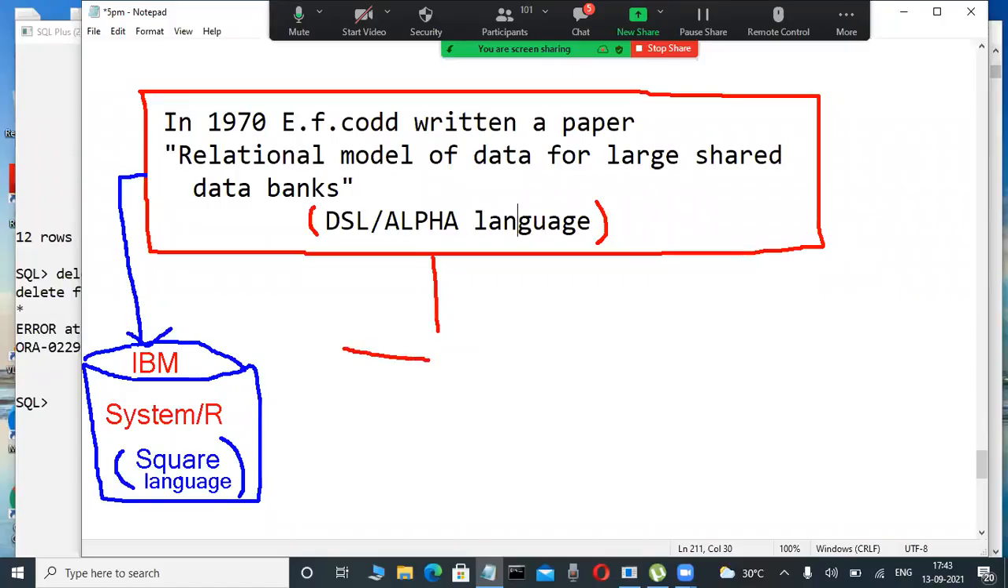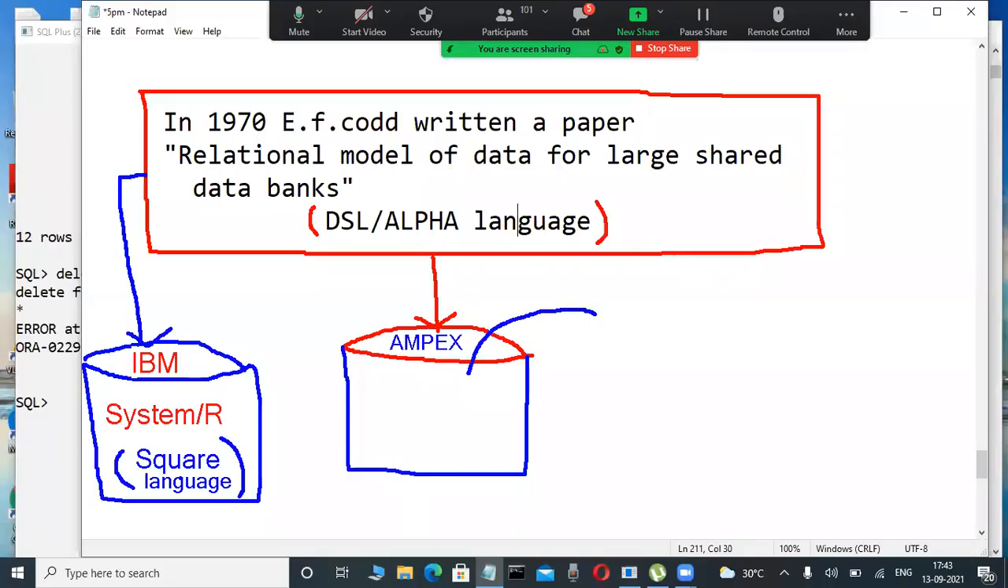What is that company? Based on this paper, Ampex is the company. Slowly observe here. Ampex, an American electronics company. In this company they introduced relational data model products. But unfortunately, slowly observe here, some fellows came out from this Ampex company.